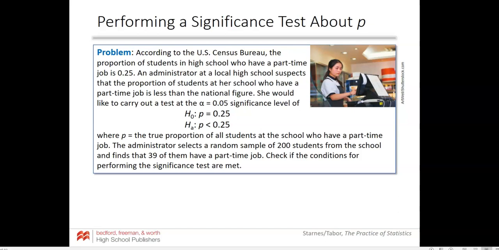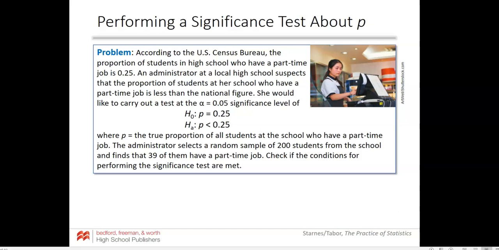The null is nothing's unusual going on. 25% of students have a job. But the alternative is, she thinks actually at her school maybe less than that. So the administrator selects a random sample of 200 students and finds that 39 of them have a part-time job. Check the conditions and see if performing a significance test is met.